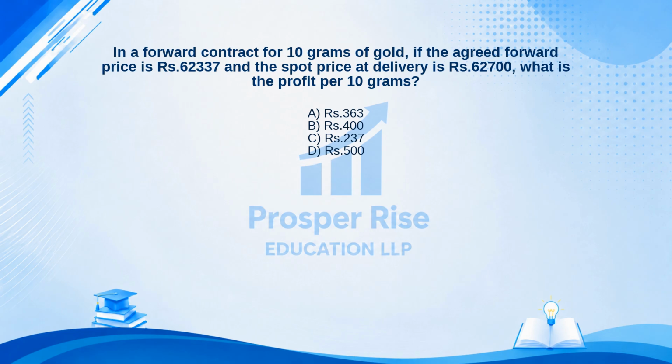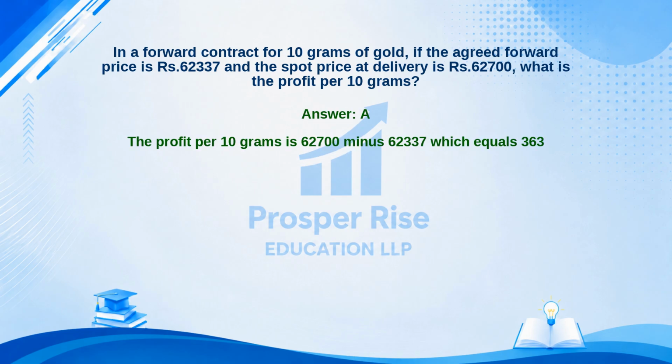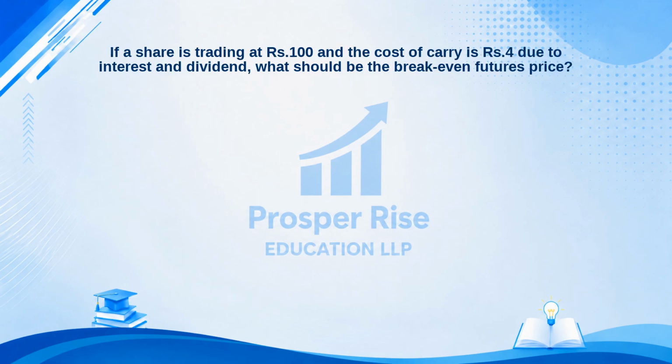The correct answer is option A. Let's see why. The profit per 10 grams is 62,700 minus 62,337, which equals 363. Let's tackle this exam question.